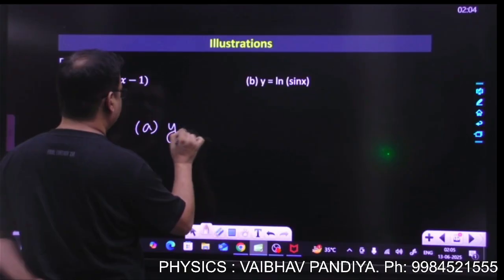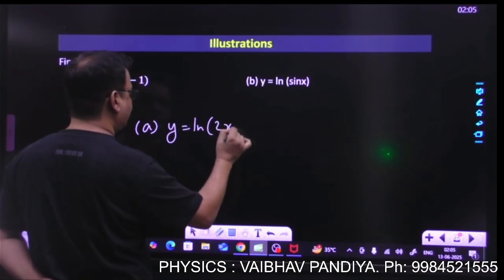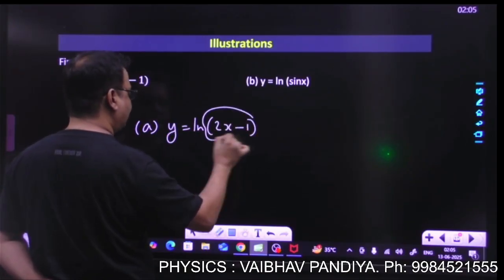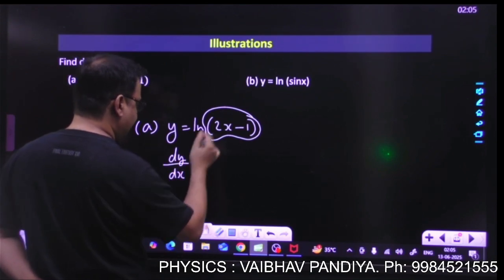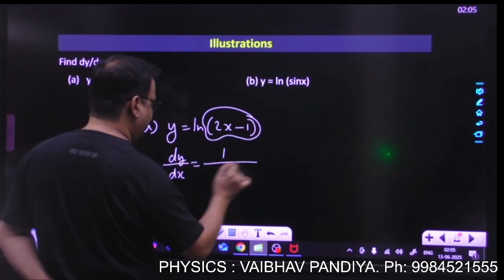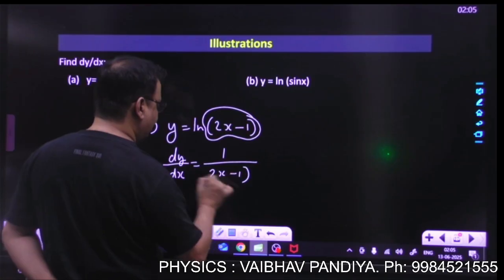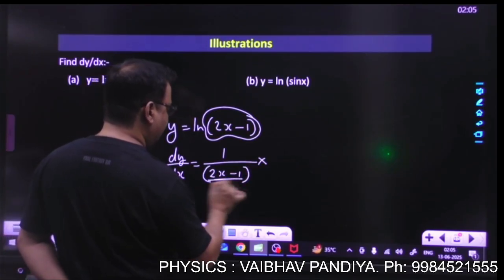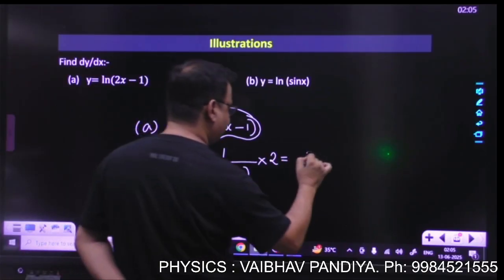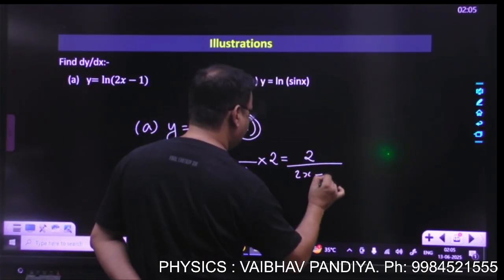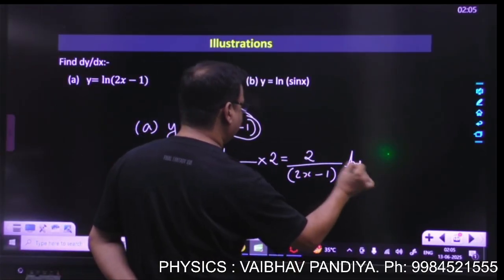y equal to ln of 2x minus 1. Now this is the argument. Keep the argument intact and differentiate log. So I'll get 1 by 2x minus 1. Now multiply with the differentiation of the argument. 2x will have a derivative of 2. So the answer will be 2 by 2x minus 1. This is the answer. Got it?